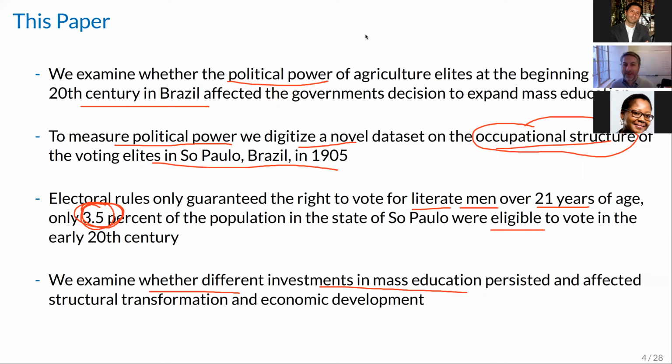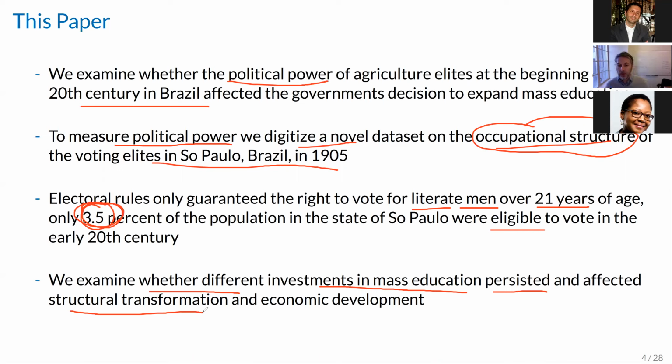No problem. Yeah, so I was saying that we're going to first establish the relationship between the political power of these agrarian elites across different localities. Then we're going to link it to investments in mass education. We're going to test whether those investments persisted over time. And then we're going to try to document whether it affected the structural transformation in the state of São Paulo in Brazil and long-term development.